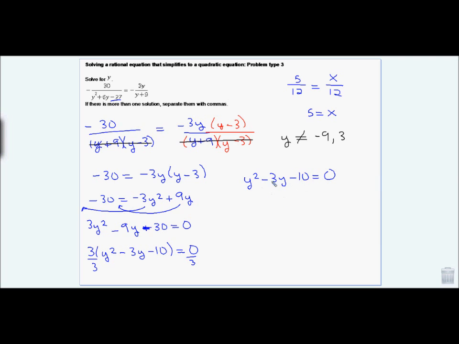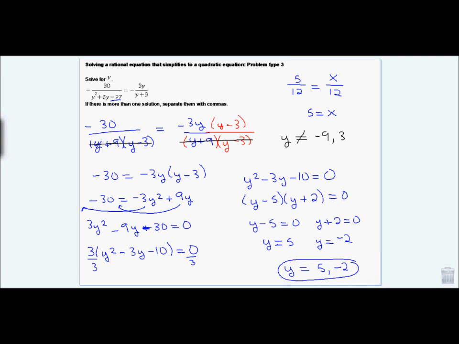I'm going to look for factors of 10 that have a difference of 3. That will be 2 and 5, and I want my 3 to be negative, so my 5 needs to be negative. Set each of these equal to 0, and I get y equals 5 and y equals negative 2. Combining my answers, I get 5 and negative 2, neither of which is negative 9 or positive 3, so we're okay.